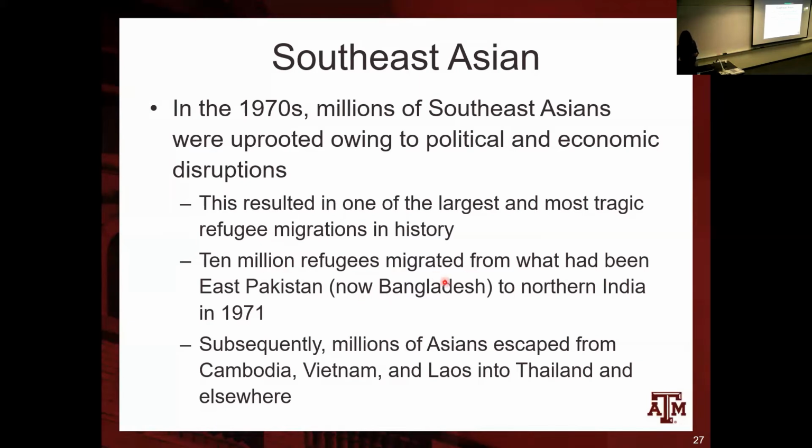10 million refugees migrated from what has been East Pakistan, now Bangladesh, to India in 1971. And also, millions of Asians escaped from Cambodia, Vietnam, and Laos into Thailand and elsewhere. During all these wars, these changes of regimes that were going on in the area, right? All these tensions between the capitalist and the communist societies.